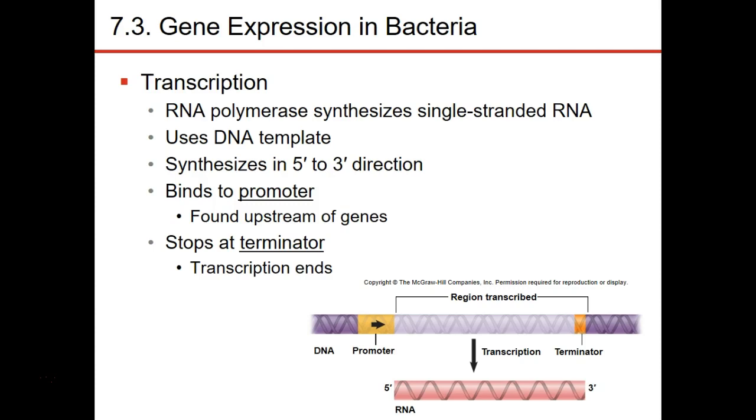For transcription to occur, we use RNA polymerase, which is going to bind to a region on the DNA called the promoter site, and then it's going to synthesize a new strand, or a strand that is identical to the coding region of the DNA, and it'll be in an RNA format.